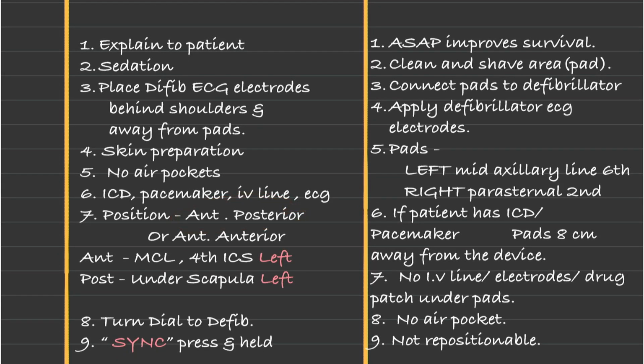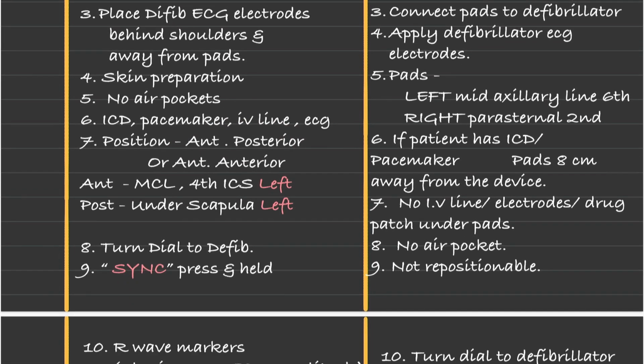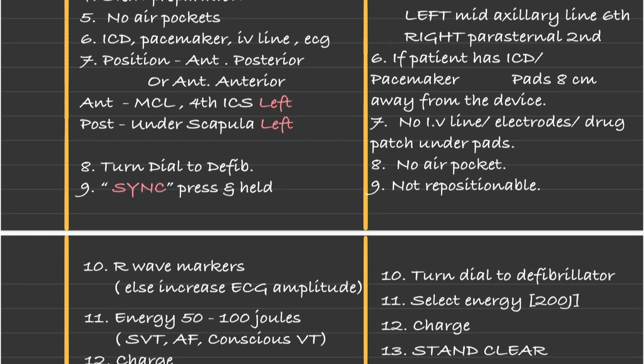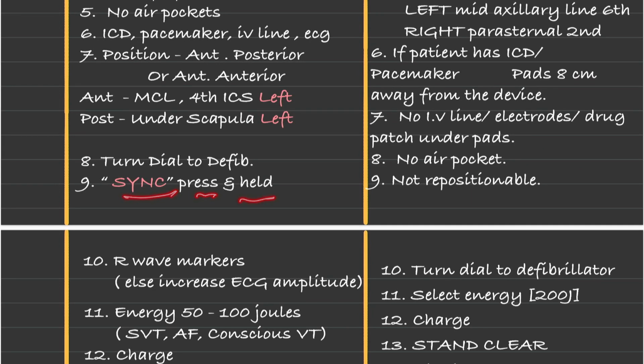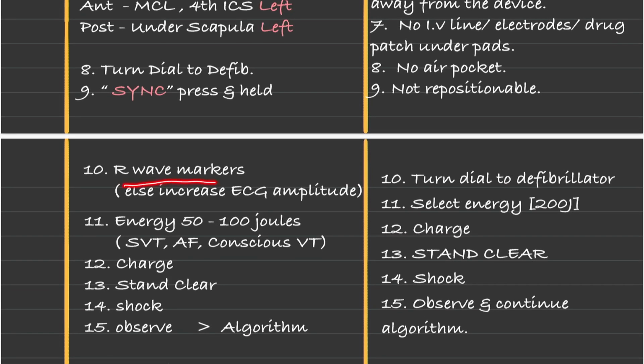After placement of pads, we will turn the dial to defibrillation and press the sync button, holding it. Holding the sync button is really important as it will detect the R wave and then deliver the shock. So, sync button is pressed and held. Then we can see the R wave markers on the ECG. If we are not able to see the R wave markers on ECG while pressing the sync button, then we need to increase the ECG amplitude. We need to increase the size of ECG and look for the R wave markers.